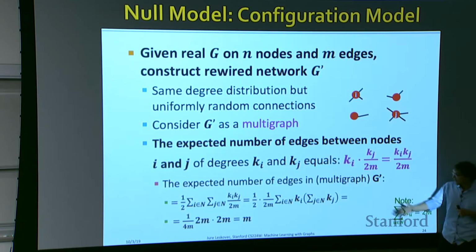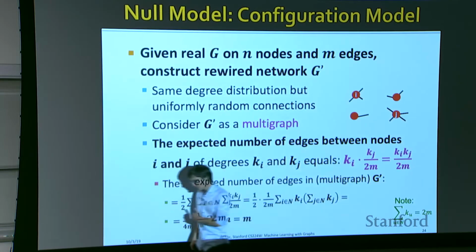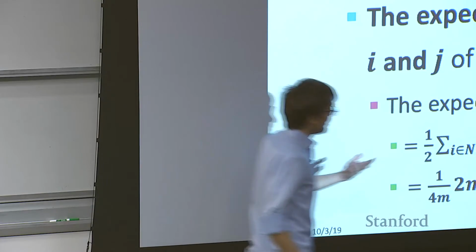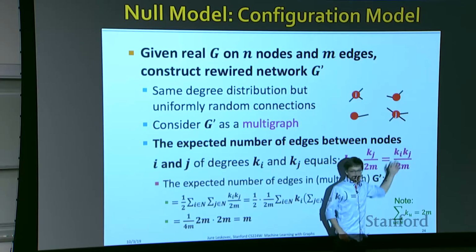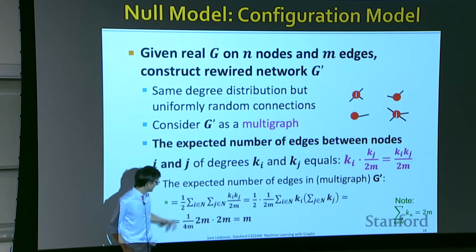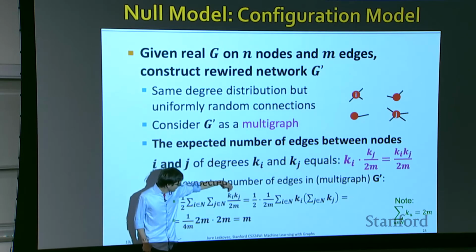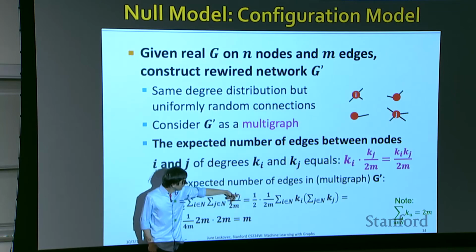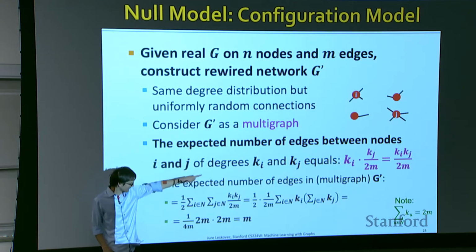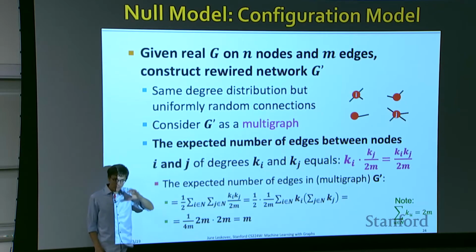Another side calculation you can do is that if this is correct, then if I sum over all the node pairs, the expectation should be exactly the number of edges I see in my graph. And this is what I try to do here. Let's go over all pairs of nodes i and j, and for every pair, i has some degree, j has some degree, divided by 2m. That's the formula there, and I have a factor of 1/2 because, again, every pair will be counted twice.